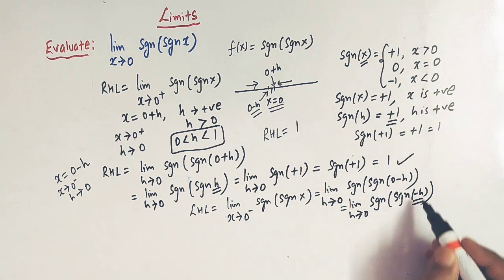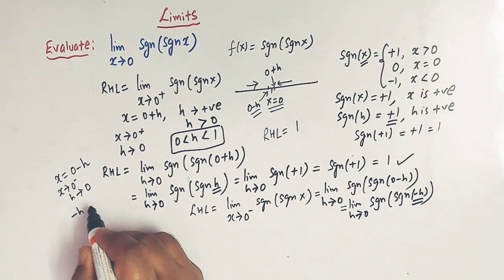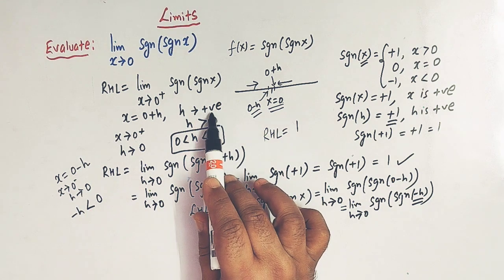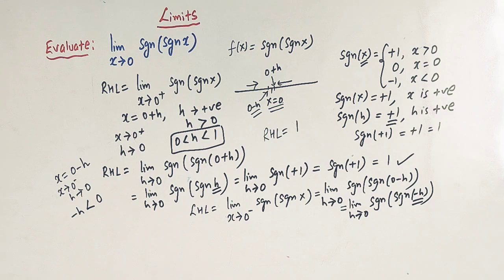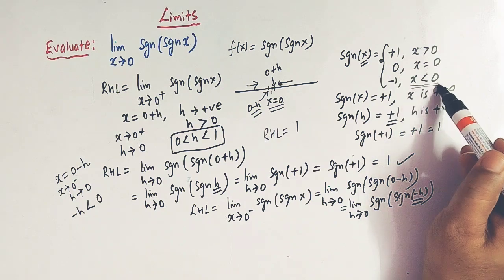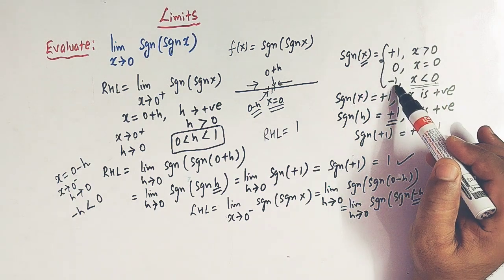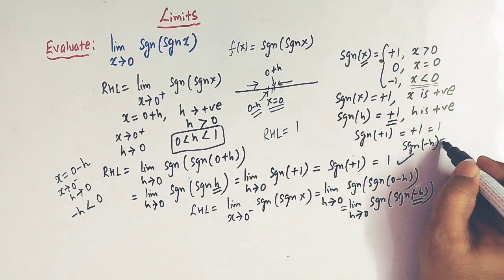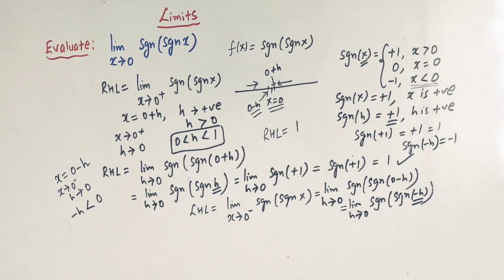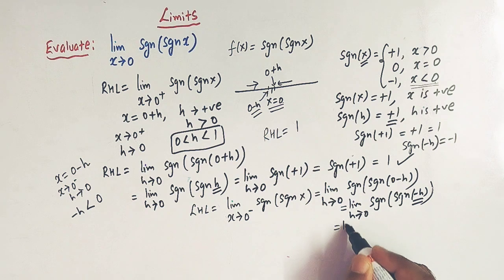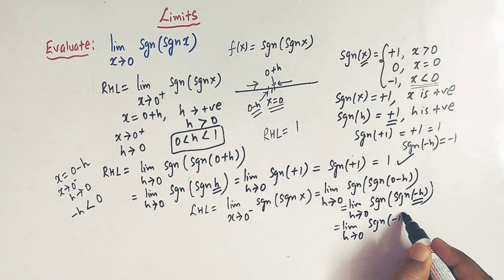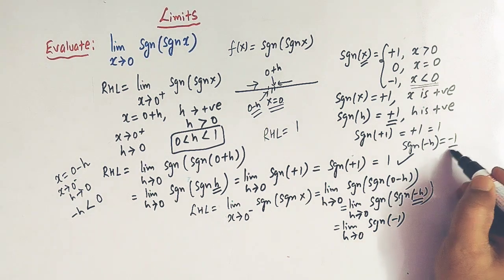Now see, here we have minus h. Minus h is a quantity that is less than 0, that is h is positive, so minus h is a negative quantity, less than 0. So when x is less than 0, then signum of x takes the value minus 1, right? So signum of minus h is equal to minus 1. So now this limit is equal to limit h tends to 0 of signum of minus 1, because signum of minus h is minus 1, right?